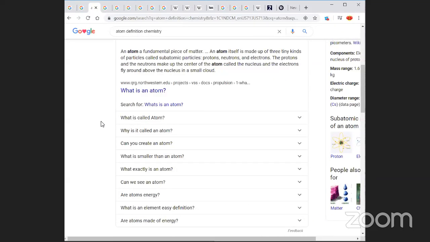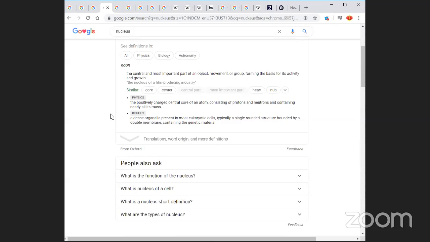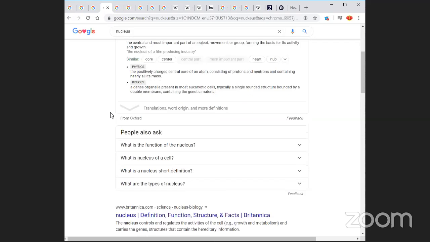What is an atom? An atom is a fundamental piece of matter. An atom itself is made up of three tiny kinds of particles, which are called subatomic particles: protons, neutrons, and electrons. The protons and the neutrons make up the center of the atom, called the nucleus, and the electrons fly around above the nucleus in a small cloud. The nucleus is the positively charged central core of an atom, consisting of protons and neutrons and containing nearly all its mass. All right.